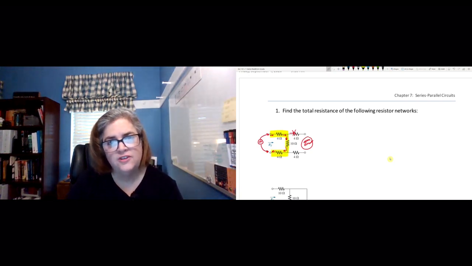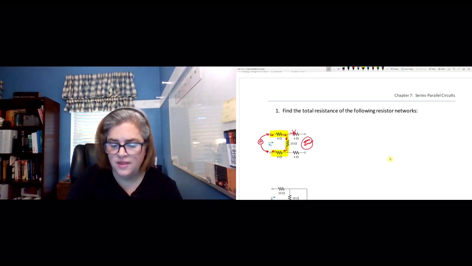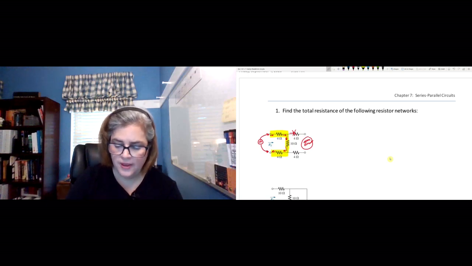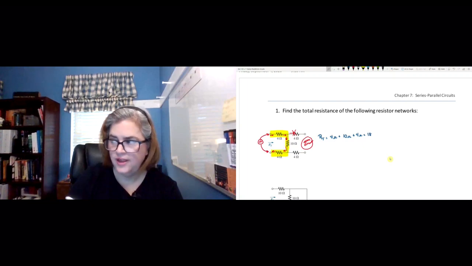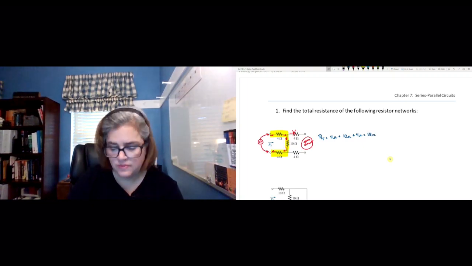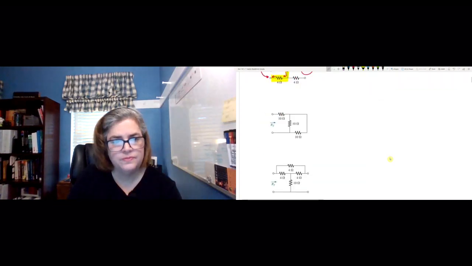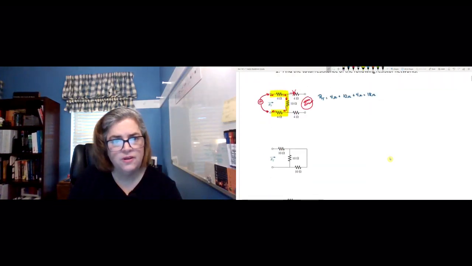And what does that look like to you? To me, that says that we have 3 series resistors, because the same current through the 4 ohm continues through the 10, continues through the 4. So in this case, I would say that RT is equal to 4 ohms plus 10 ohms plus 4 ohms, or 18 ohms total. Let's look at another example. I'll leave that one there for a minute.